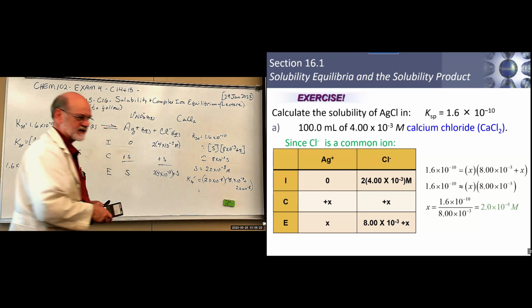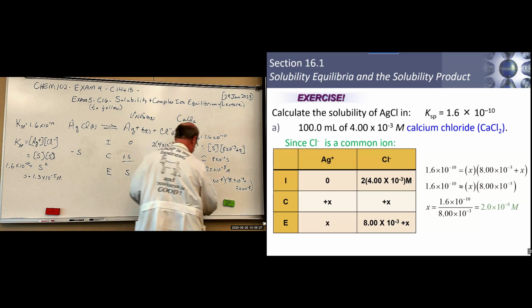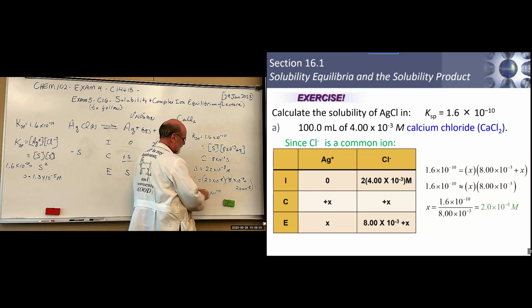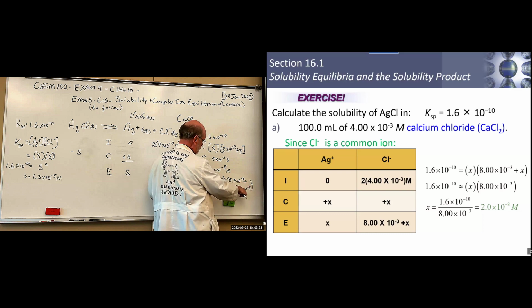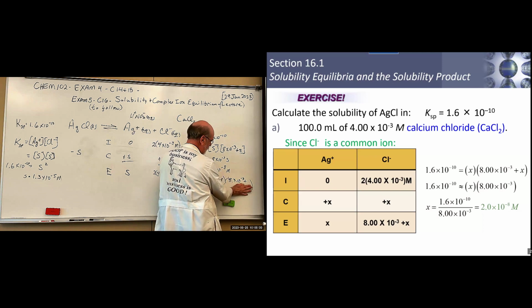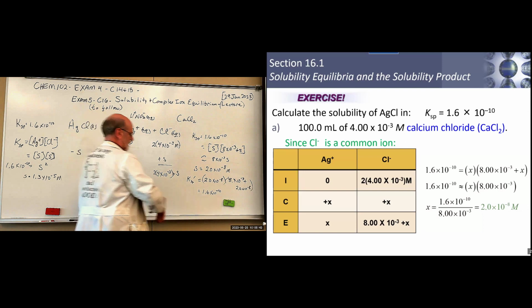1.6 times 10 to the minus 10. Exactly. The reason for that is this is 5 orders of magnitude smaller than that. So it doesn't change it whether it's this way or that way. Okay. I'm happy.